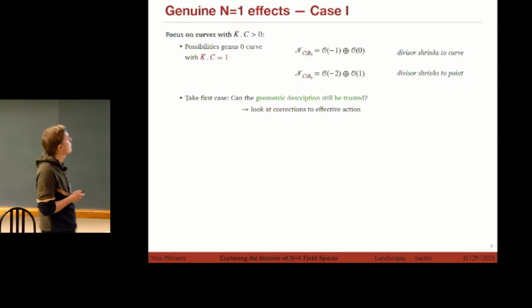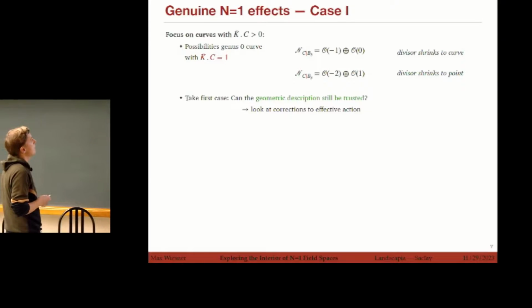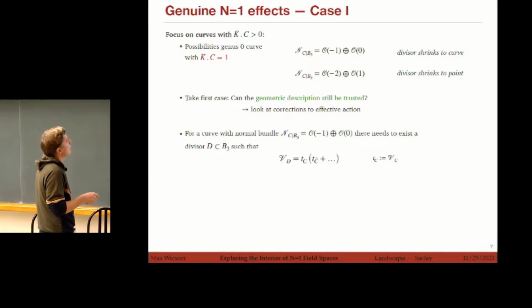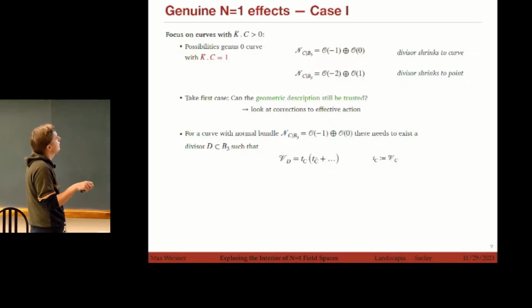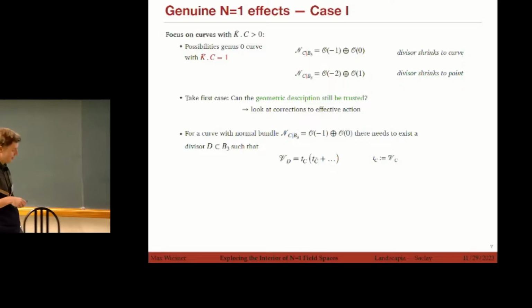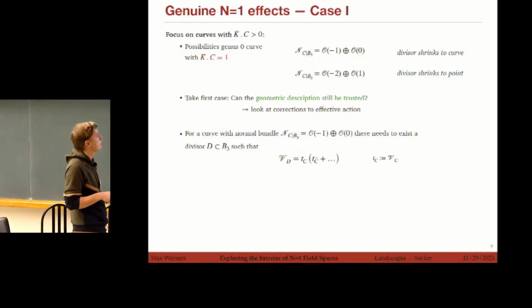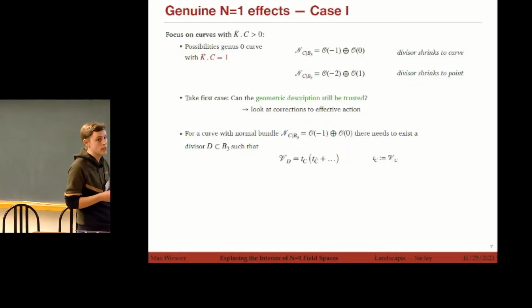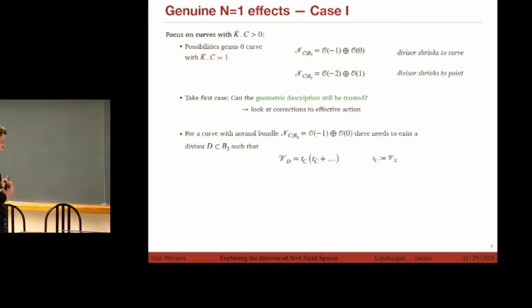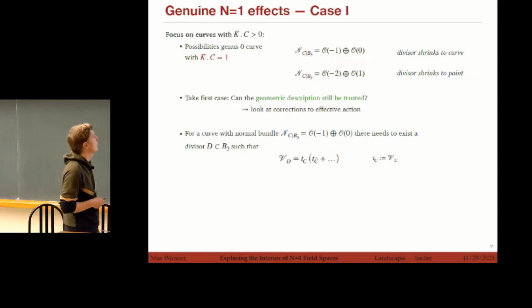So one can look at the corrections to the effective action. We therefore first show that for a curve with such a normal bundle, there needs to exist a divisor D whose volume is linear in this modulus, or in the volume of the curve C. So it necessarily also shrinks in the limit that we shrink this curve.